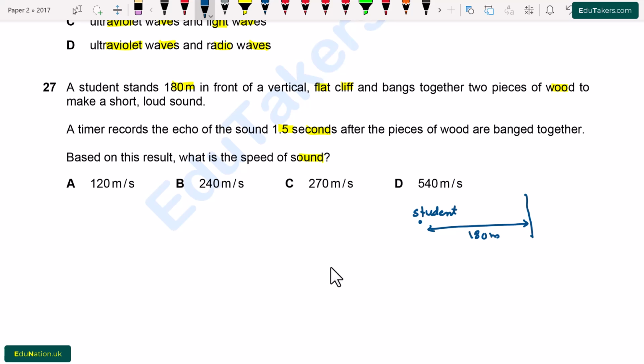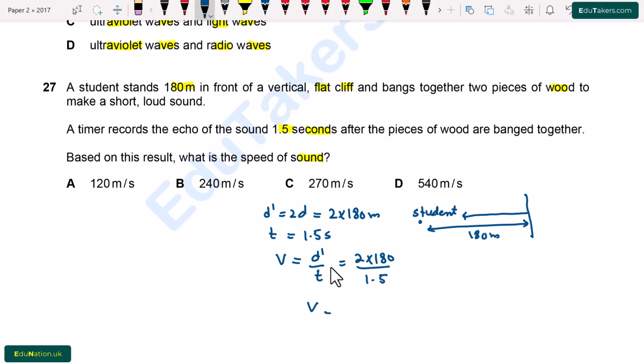So the sound travels from the student towards the cliff and then it is reflected back because here is the phenomena of echo. So distance will be double. I write here d prime is equal to 2d, which is equal to 2 multiplied by 180 meter. Next time is given, which is 1.5 second. So speed v will be equal to d prime by t. This will be 2 multiplied by 180 divided by time 1.5. So v will be equal to 240 meter per second. From here, option B is correct.